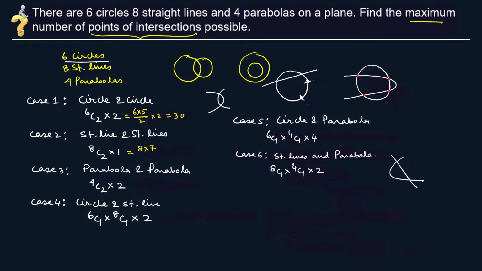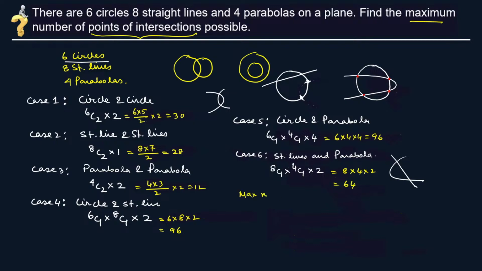8C2 is 8 into 7 divided by 2. So that gives us 28. 4 into 3 divided by 2 into 2 gives us 12. 6 into 8 into 2. So that gives us 96. And here it is 6 into 4 into 4. That is again 96. This is coming to 8 into 4 into 2. That is 64. Is it clear?